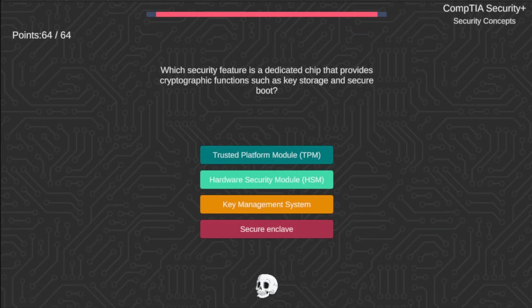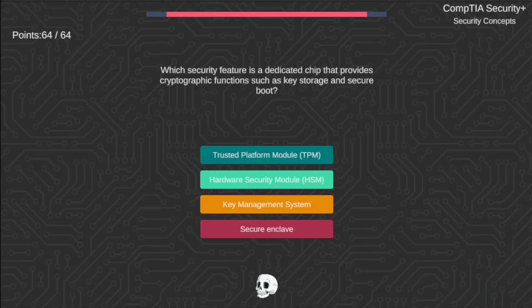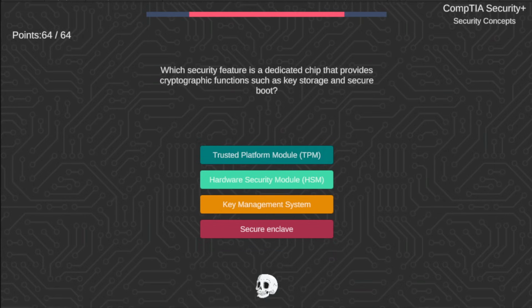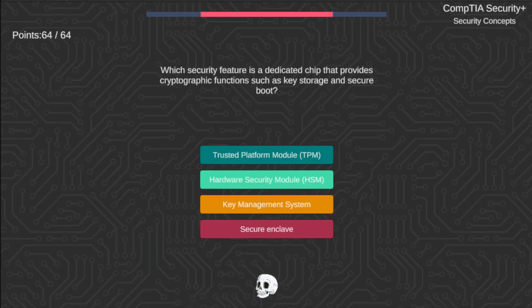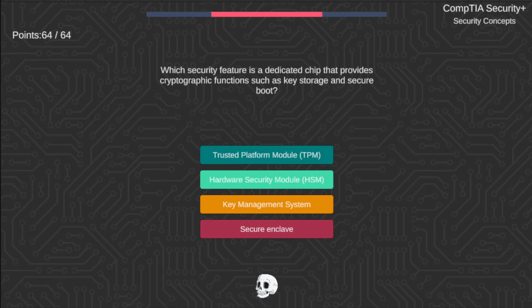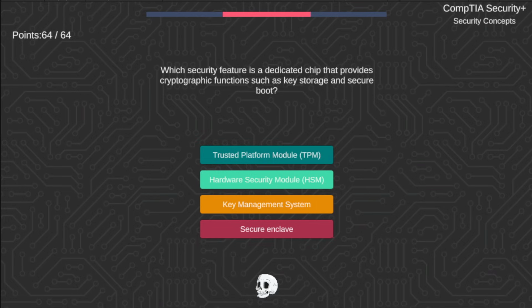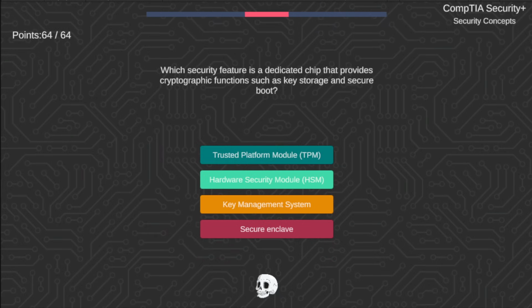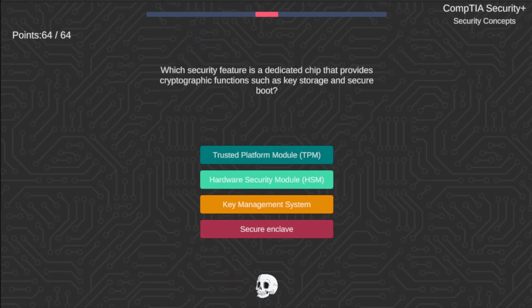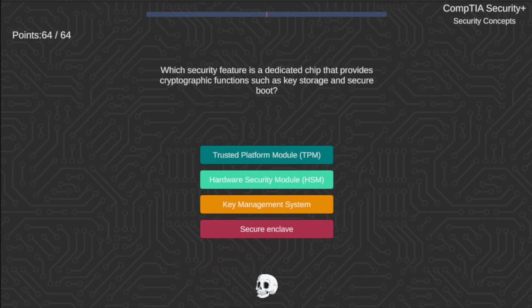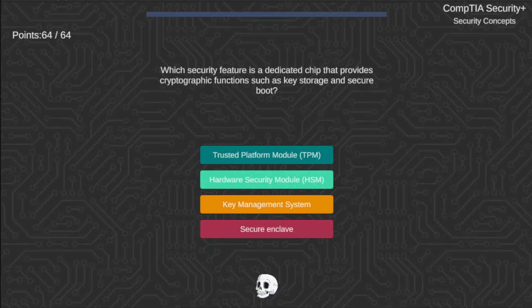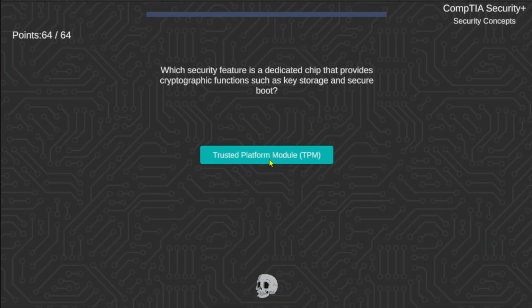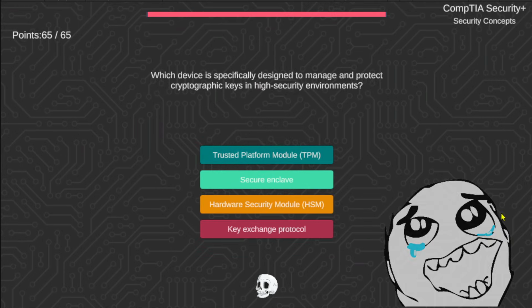Which security feature is a dedicated chip that provides cryptographic functions such as key storage and secure boot? Trusted platform module, hardware security module, key management system, or secure enclave? Dedicated chip, secure boot. I feel like secure boot is the biggest hint right there in this. And the correct answer is the trusted platform module, also referred to as the TPM module, even though it's redundant.